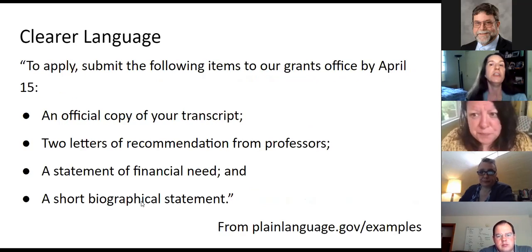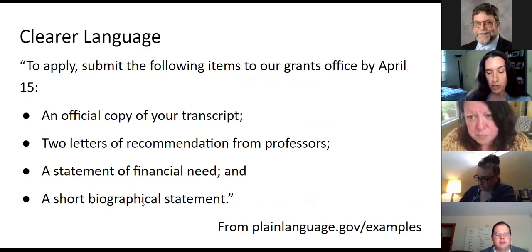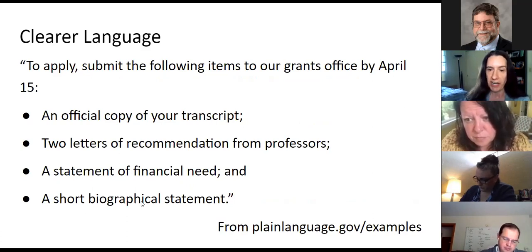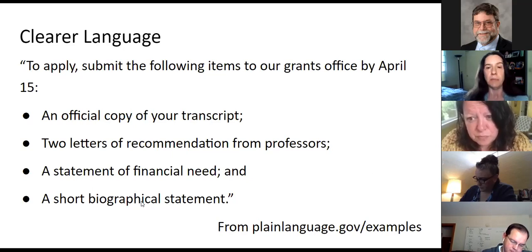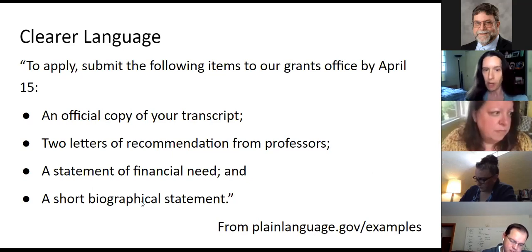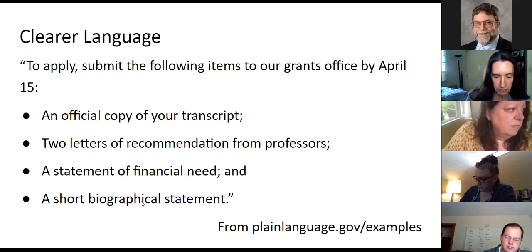So a better way to present this would be to apply, submit the following items to our grants office by April 15th. And then we have a bulleted list: an official copy of your transcript, 2 letters of recommendation from professors, a statement of financial need, and a short biographical statement. So again, this separates the items out so it's easier to read. The wording is more direct. If I'm skimming through things, my eyes are going to stop on the bulleted list. So it's going to be much easier to find this in a longer passage. So it's just a little less cumbersome to get to.